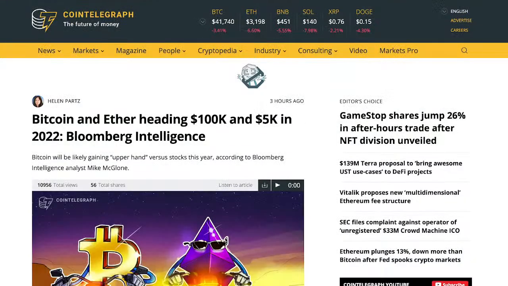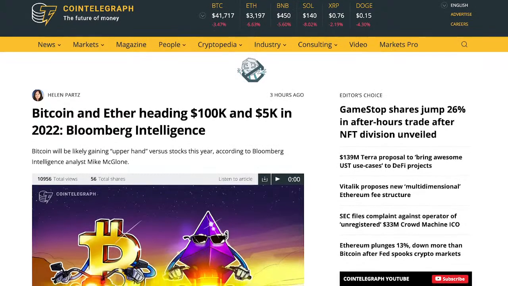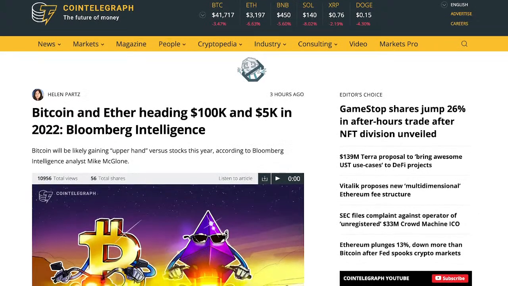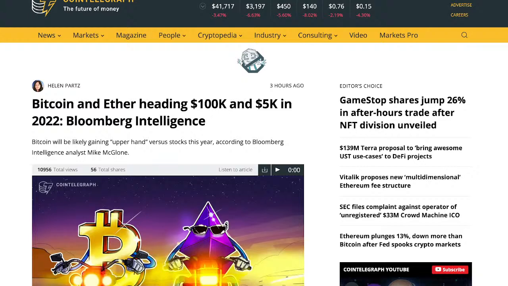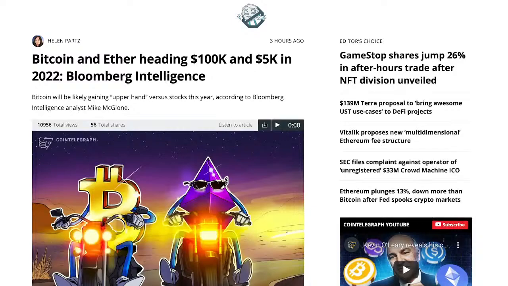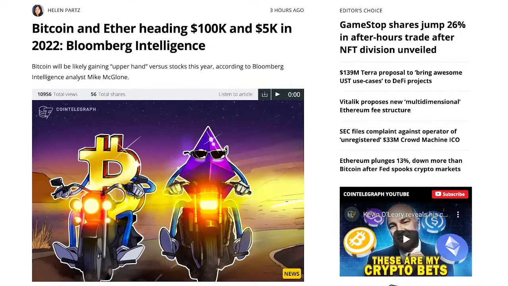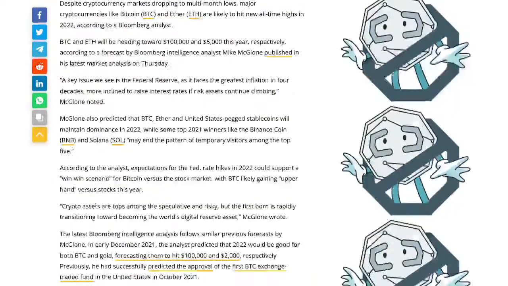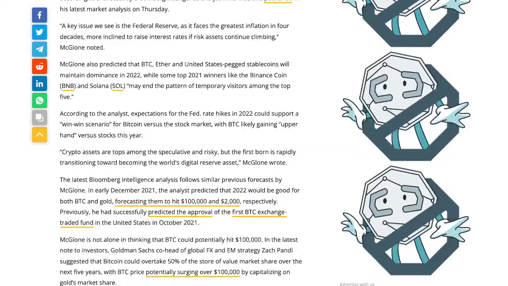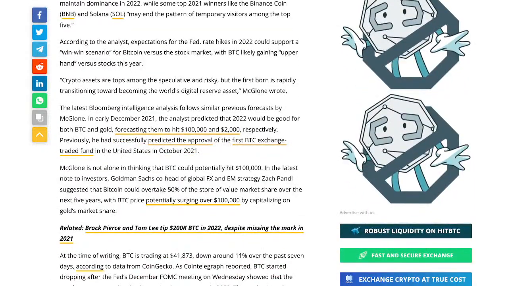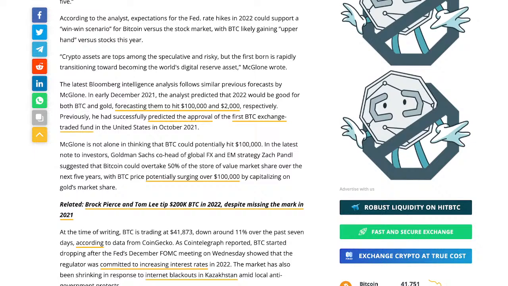And also, guys, something I wanted to keep here on the live stream and show you is this incredible article on Cointelegraph. What I think is absolutely great to know is that Bitcoin and Ether are heading to 100k and 5k in 2022, according to Bloomberg Intelligence. So I won't be discussing this article entirely, but there are a few things I want to say, and what I think is absolutely important is especially the last part right here. So let me take a quick look.